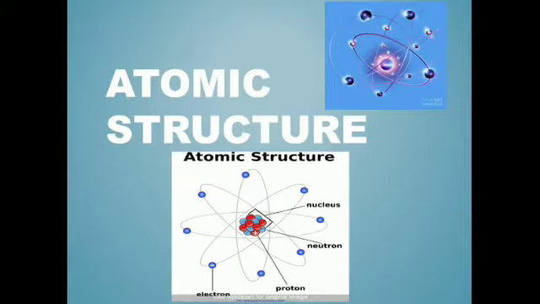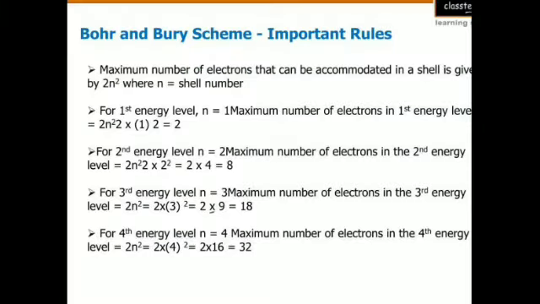So let's quickly revise once again the electronic configuration, the Bohr-Bury scheme that we follow, and how we write the electronic configuration of the various elements. Electronic configuration, I have told you, is the distribution of electrons in different energy levels or shells, in the order of increasing energy, around the nucleus of the atom. This I have already told you.